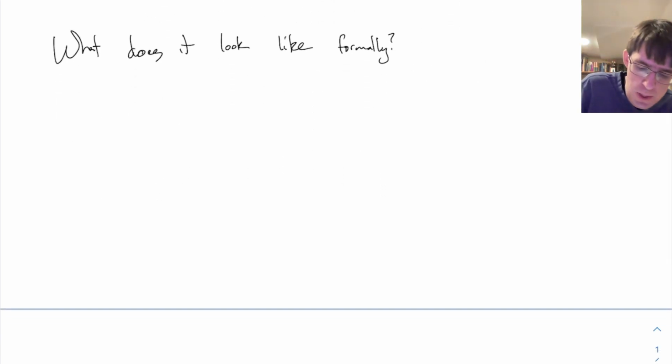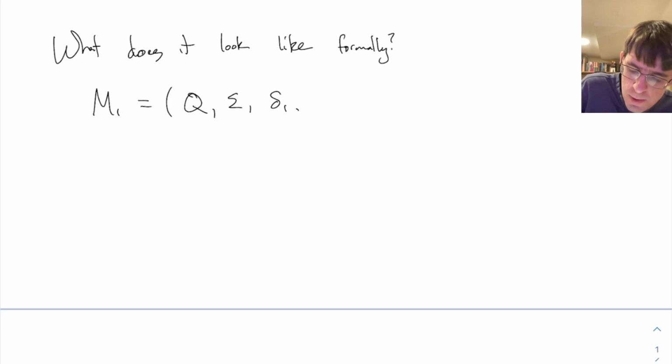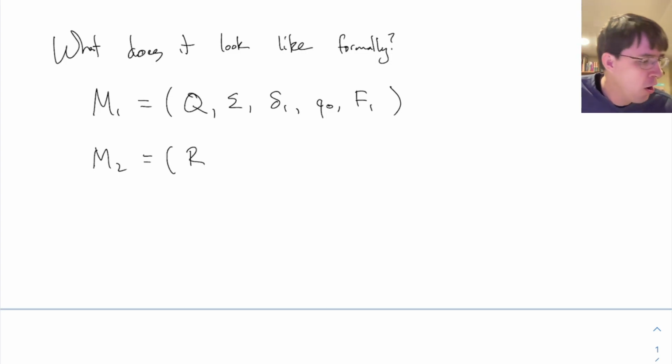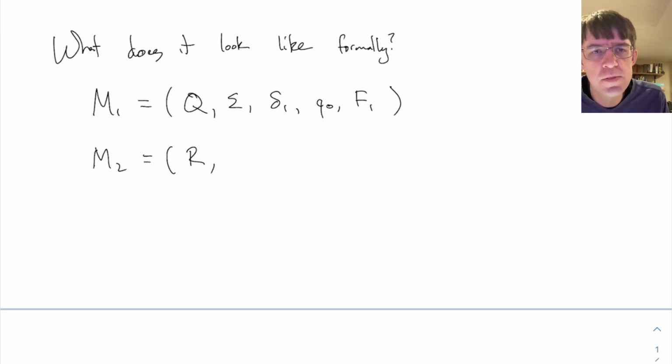We start with 2 machines, which I call M1 and M2. Now I'm going to write them as Q, sigma, delta 1, Q0, and F1. And then the second one is going to be different. I'm just going to use different symbols for everything in the second one. So I'm going to call the states R. So R is the set of states in the second machine.